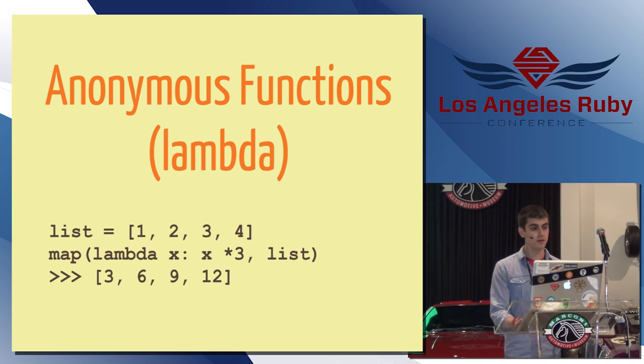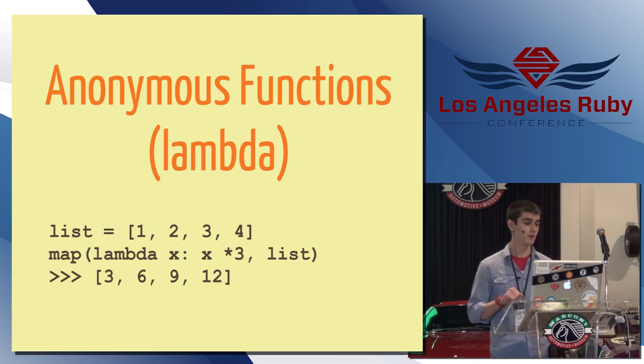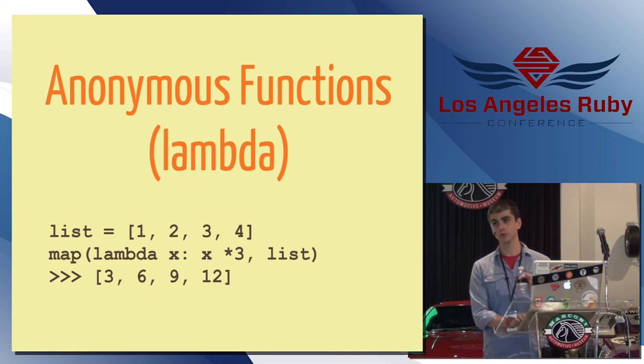And then we have anonymous functions in Python called lambdas, which are also available in Ruby, though it's a little different. So again, with this map function, I don't have to write a function elsewhere if I don't want to. I can just do a lambda in place like that. So I can say lambda x, x times 3, apply that to the list, and every element will be tripled. There are some other limitations to lambdas, but we'll talk about that a bit later.